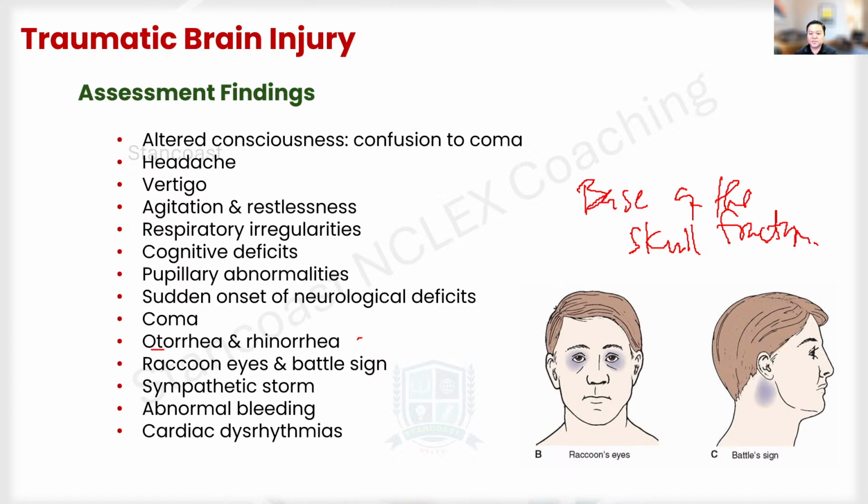And so their heart rhythm will probably range from irregular heartbeats, maybe bradycardia, tachycardia. And this is because of the brain's influence on the autonomic nervous system, which controls the heart rate and the rhythm.